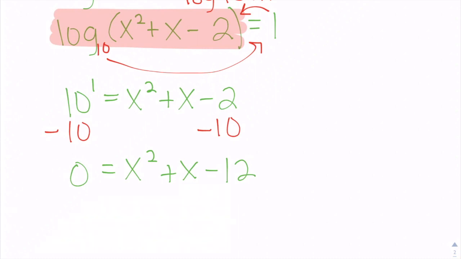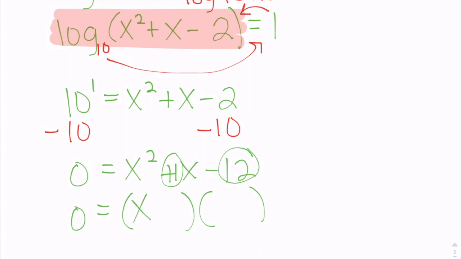And now we need to factor this. So 0 equals, and when you factor, it's what multiplies to give you this c value and adds to give you this b value. And remember, there's an unwritten 1 in there. So we're going to end up with x plus 4 and x minus 3, because 4 times negative 3 is negative 12, and 4 minus 3 is positive 1.